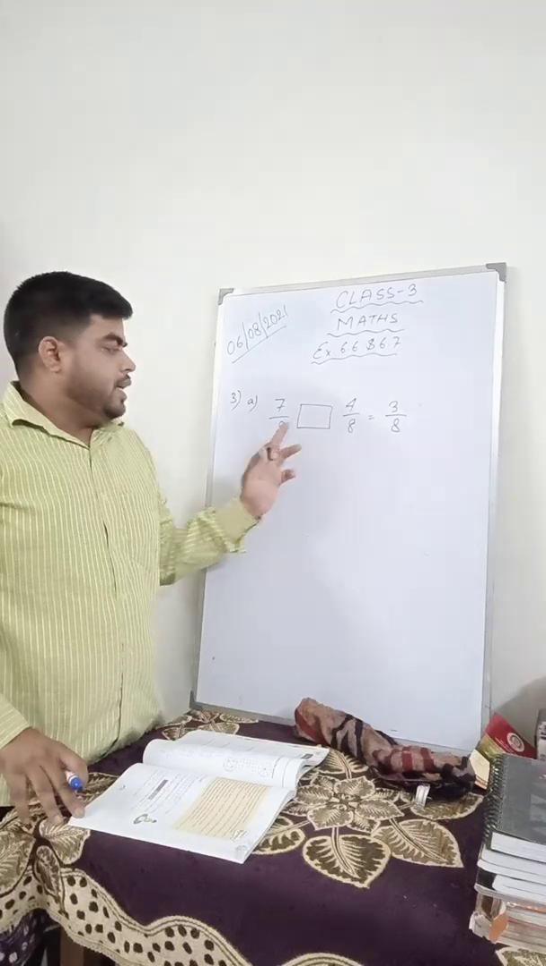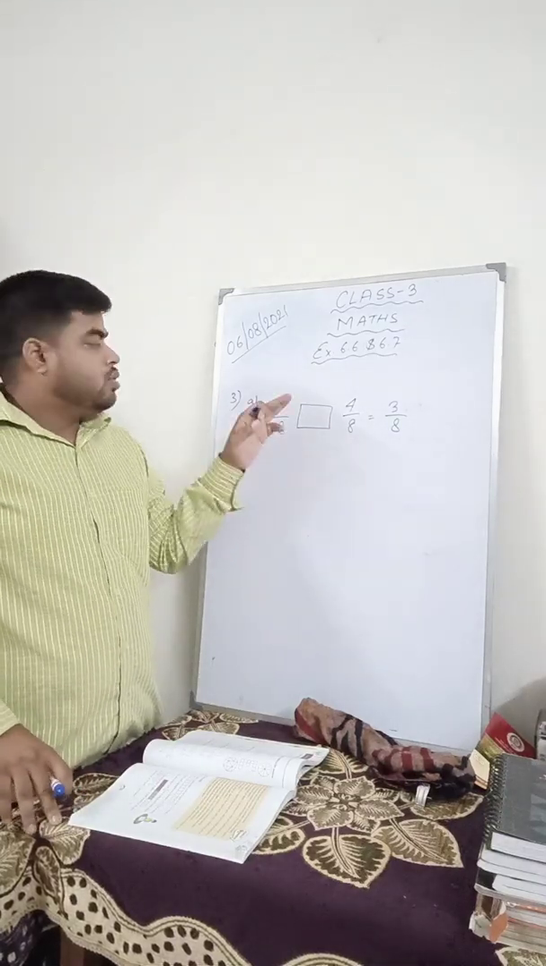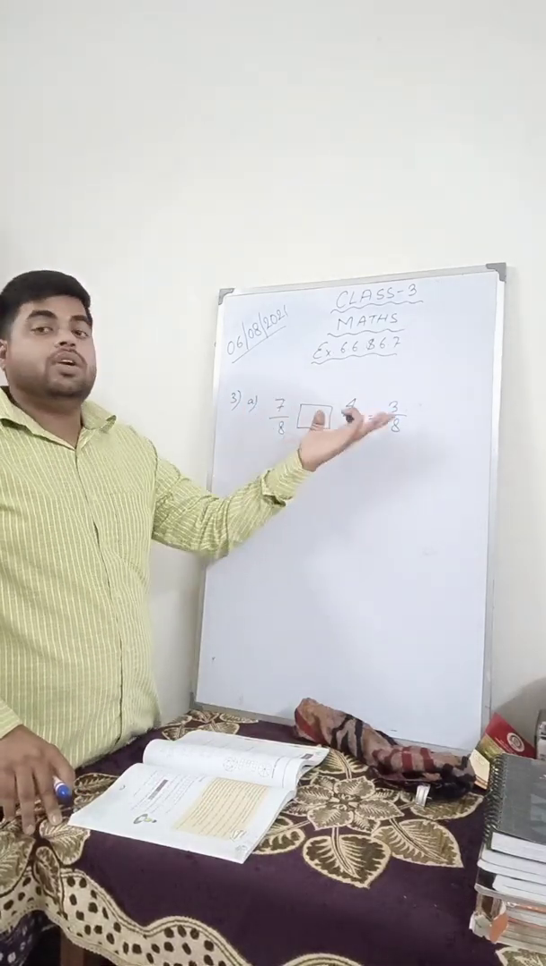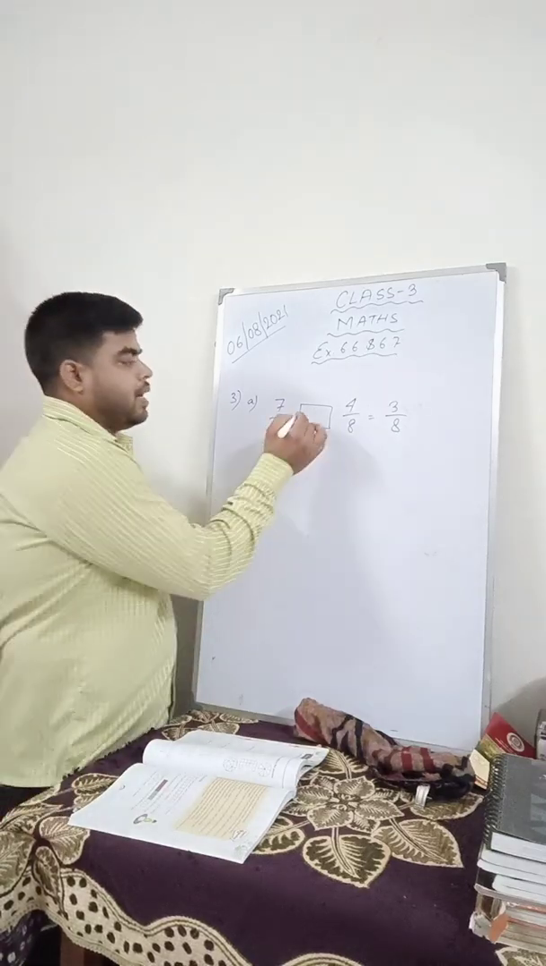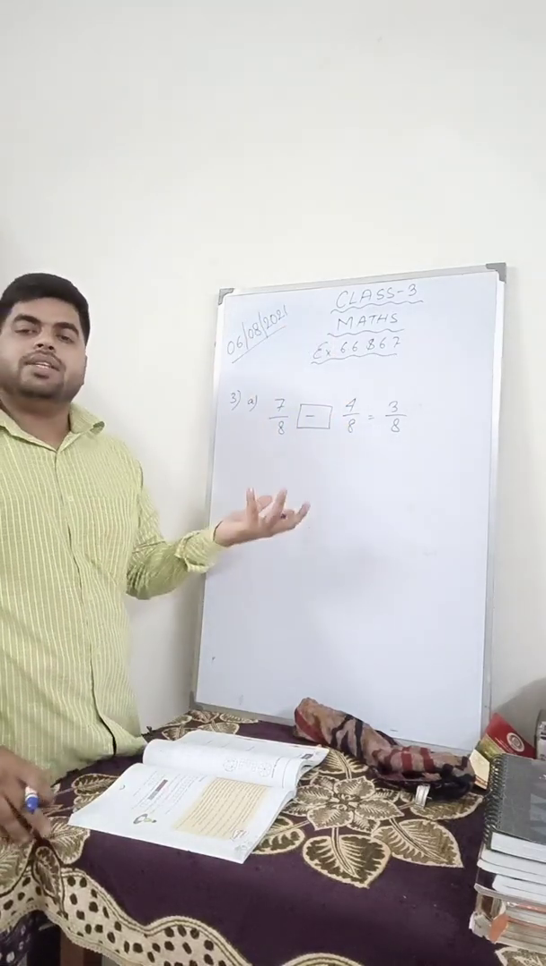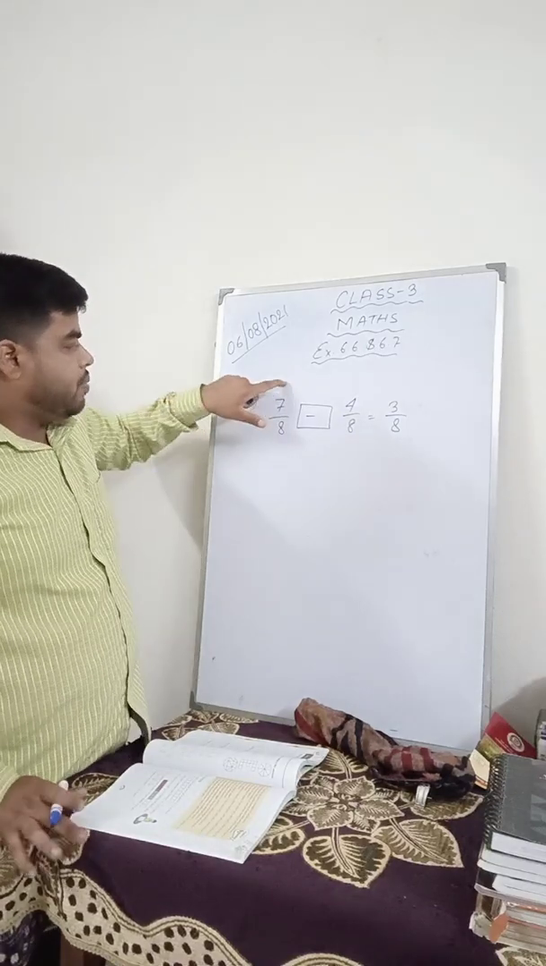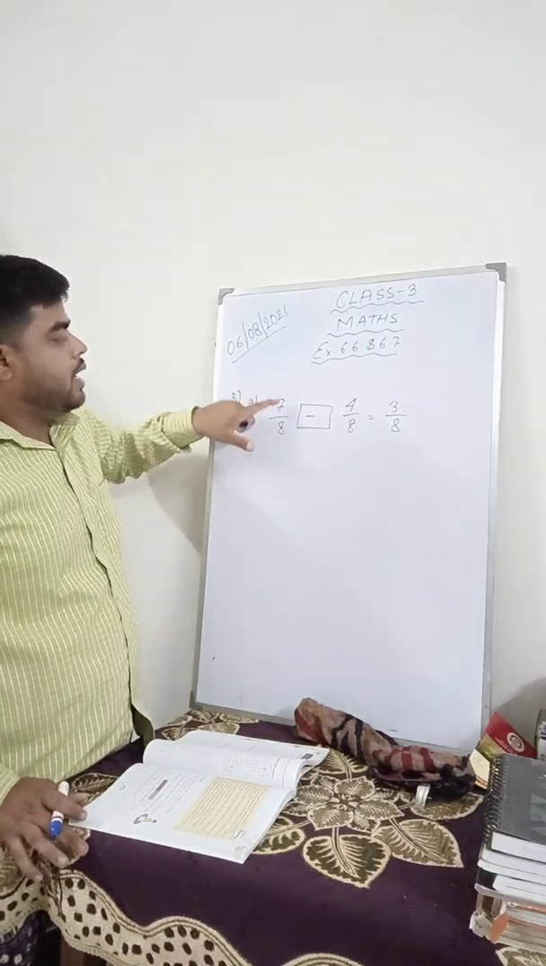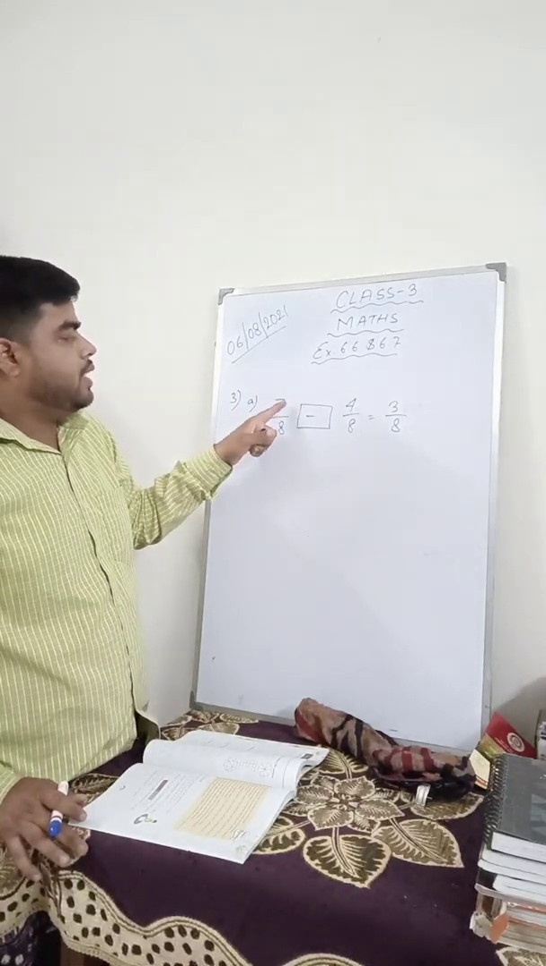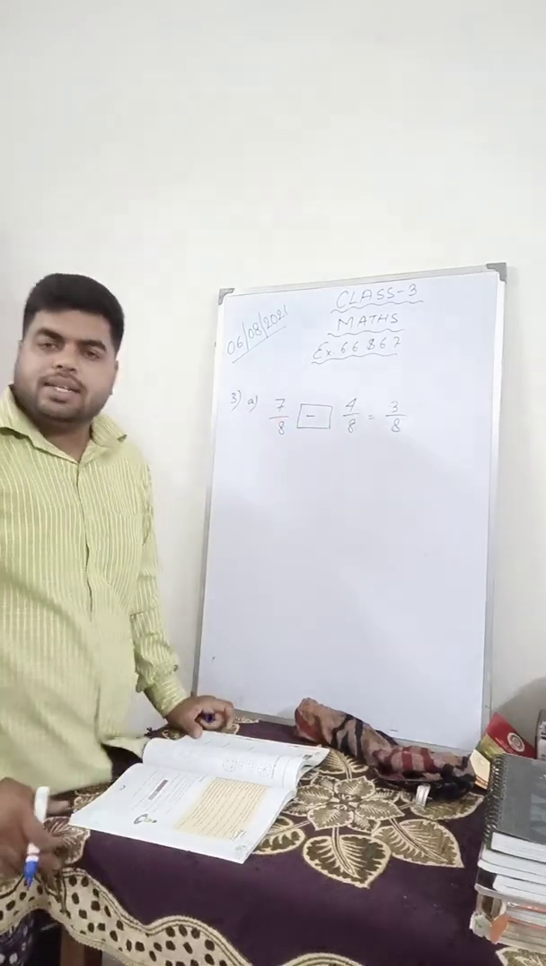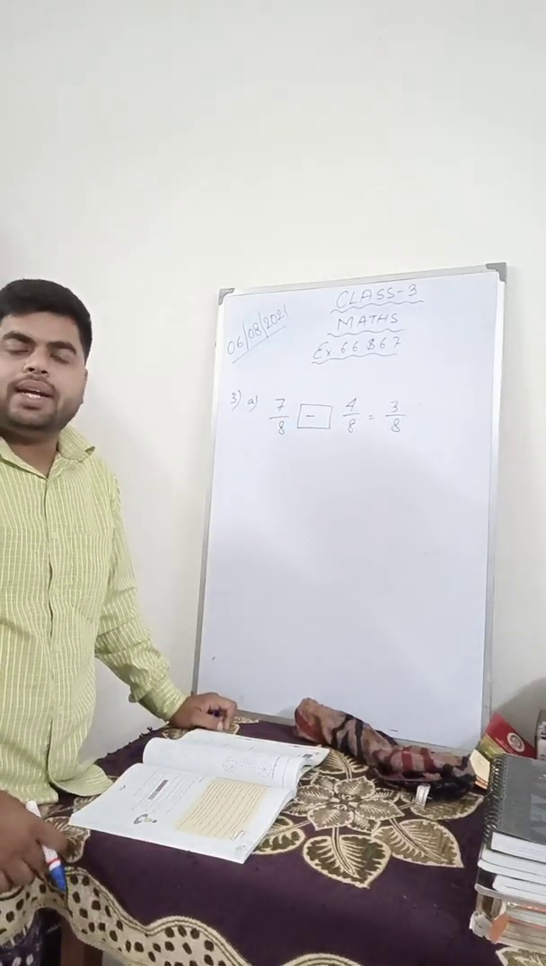So see, 8 is common. Now, 7 plus 4 is equal to 3, or minus? Obviously 7 minus 4 is equal to 3. Very simple. If you see from the first fraction, if the answer becomes small, the numerator becomes small, that means they are subtracting. If the numerator becomes greater, that means they are adding.